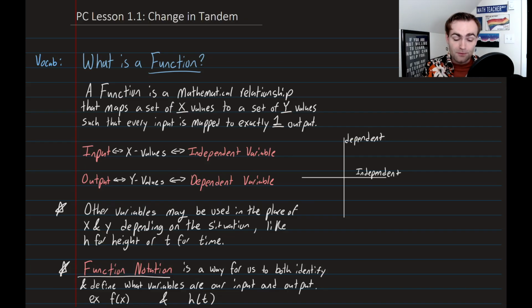Welcome everyone. Today we're going to be covering lesson 1.1 of Precalculus, which is called Change in Tandem. So the first thing we're going to talk about is some vocab, specifically what is a function.